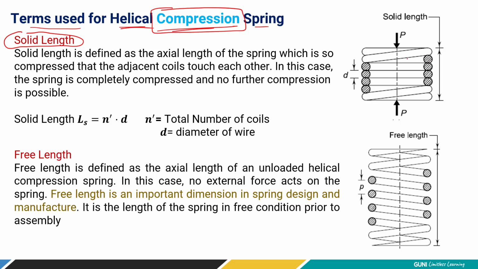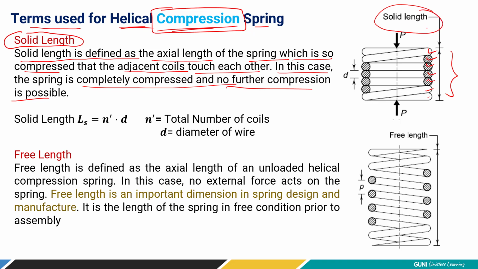Whenever the coils of the helical spring touch each other, where there is no chance of further deformation, when they come into contact with each other, they behave like a solid piece, right? So solid length is defined as the axial length of a spring which is so compressed, इस तरह से compress किया हुआ है, that means all the coils touch each other. In this case, the spring is completely compressed. क्या मतलब है, सारे के सारे जो टर्न हैं वो एक दूसरे को टच कर रहे हैं. अब फर्दर कंप्रेशन नहीं हो सकता है, राइट? नो फर्दर कंप्रेशन इज पॉसिबल. इन दिस सिचुएशन द लेंथ वी आर कॉलिंग इज कॉल्ड सॉलिड लेंथ, right?